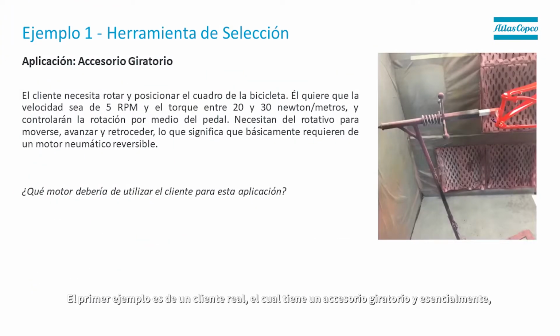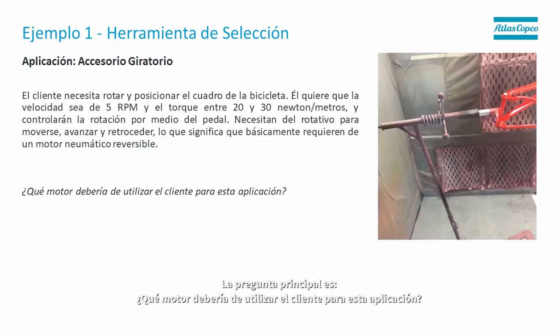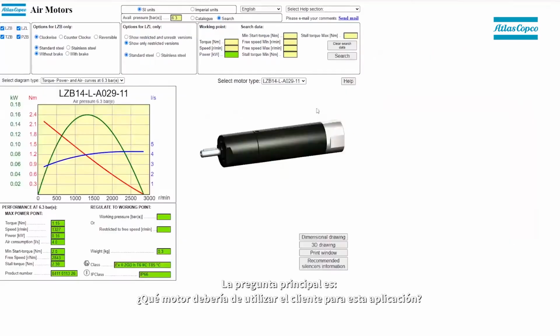Here we go with example number 1. This is a real case for a customer. They have a rotary fixture, and essentially what the customer needs is to rotate and position a bike frame. They want the speed to be close to 5 RPM, and the torque is between 20 and 30 Newton meter. They will control the rotation with a foot pedal, and they need the rotary to move forward and reverse, which basically means a reversible air motor. The main question is which motor the customer should use for this application.